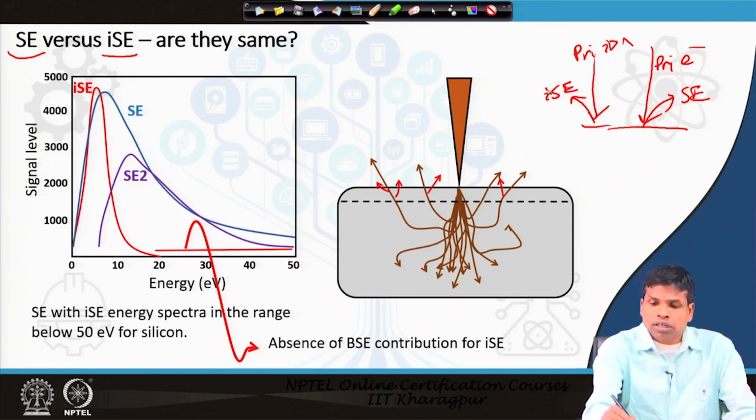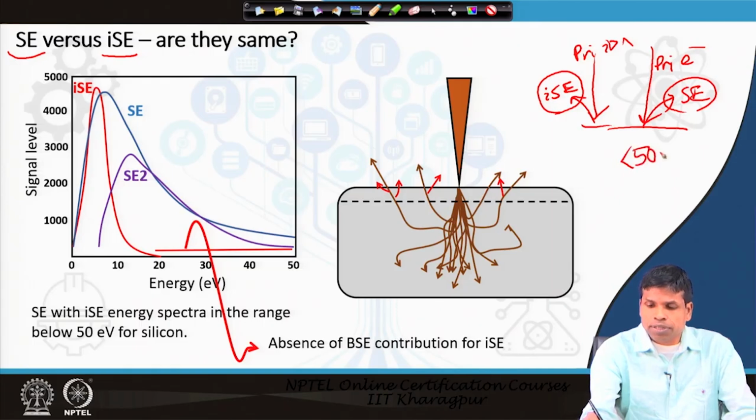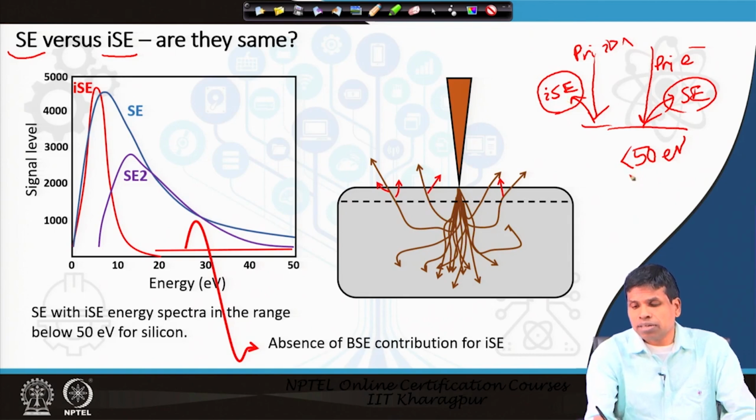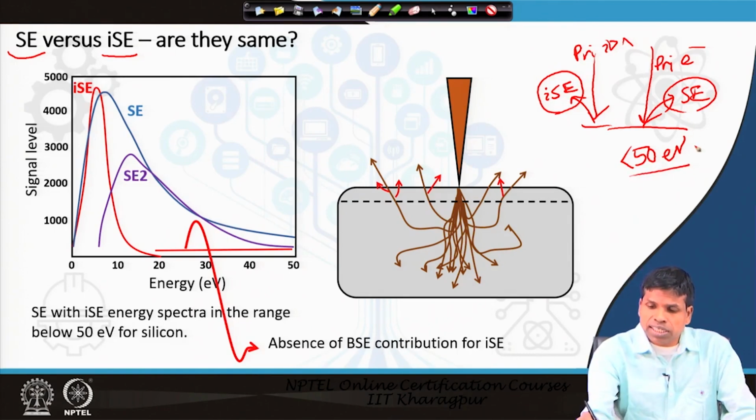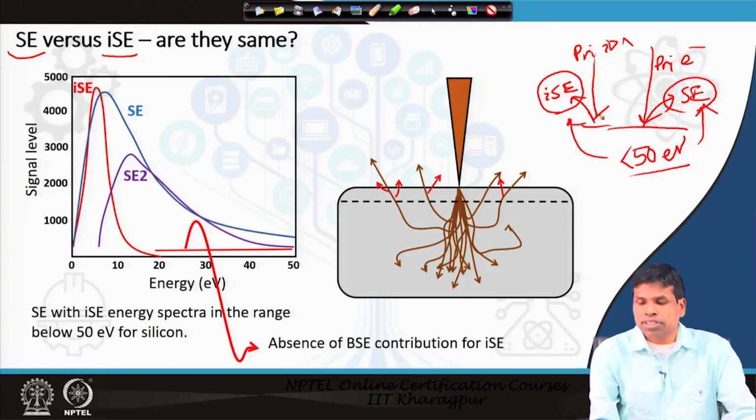Now, this ISE and SE both have energy less than 50 eV. If any of these electrons coming from the specimen have energy less than 50 electron volt, by definition we can say them secondary electrons. Whether they are the same: energy wise they are the same, but the process by which they emerge and the information they provide will not be the same. They are identical, but not exactly the same.